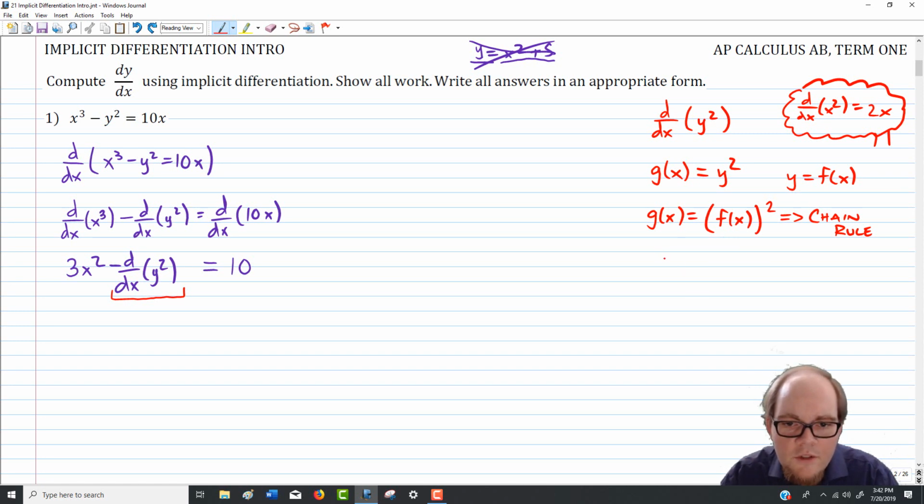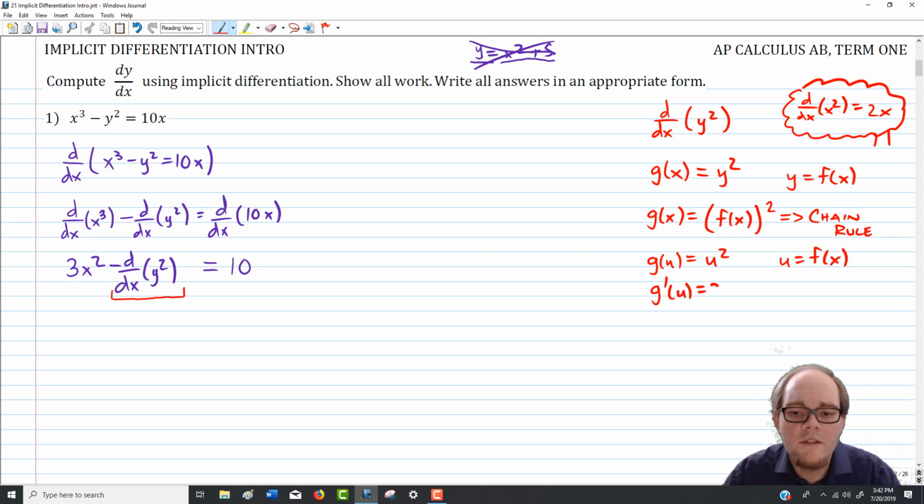The outside of this expression, we'll go g of u would be equal to u squared, and then u is equal to f of x. With those two pieces in place, the derivative of g with respect to u is 2u, and the derivative of u with respect to x is just f prime of x.